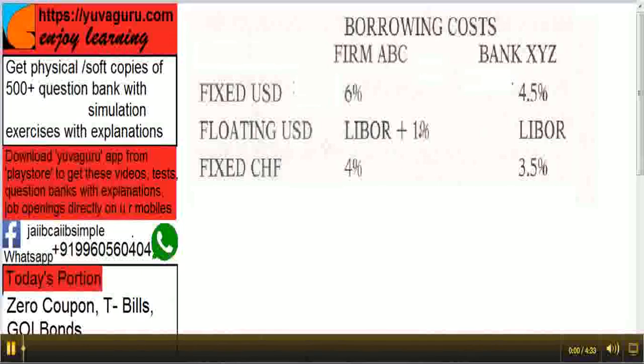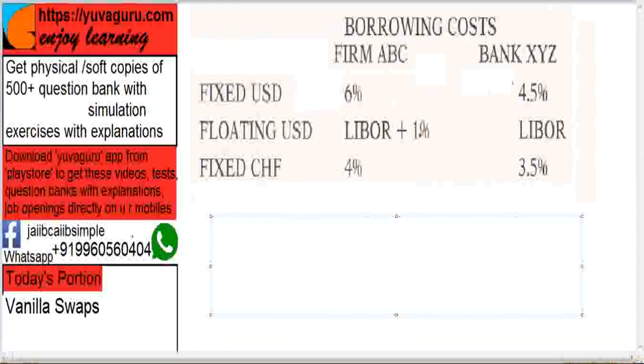Hi friends, let's solve a case study on vanilla swaps. See here, in the problem you have been given this whole structure. Now, what is this structure? This is the borrowing costs structure. This is one firm ABC, this is one bank XYZ, and these are the rates given.